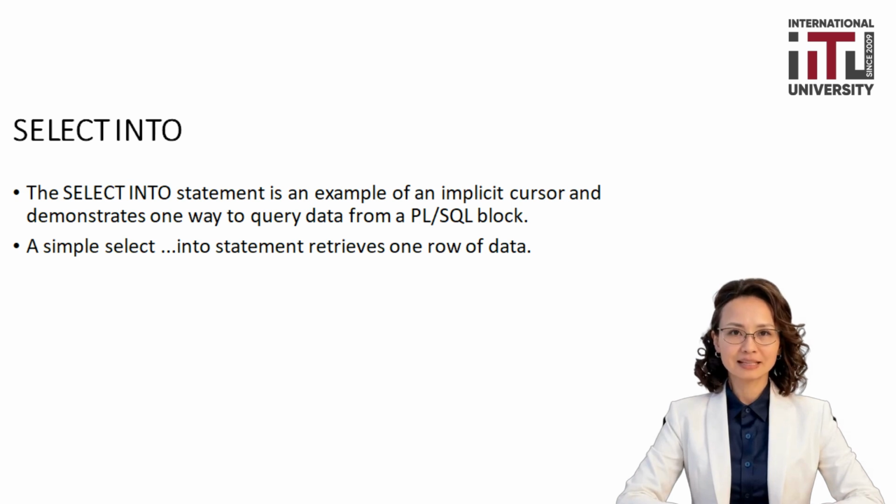The select into statement is a common example of an implicit cursor in PL/SQL. It shows how we can query data directly inside a PL/SQL block. This type of statement is designed to retrieve exactly one row of data from a table and store it into variables. If the query returns one row, it works perfectly. However, if it returns no rows or more than one row, PL/SQL will raise an error. So, select into is useful when you are sure that your query will return a single result. It is a simple and efficient way to fetch data using implicit cursors.